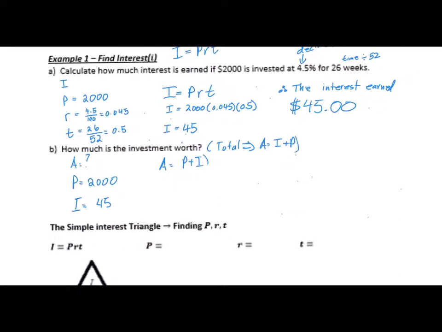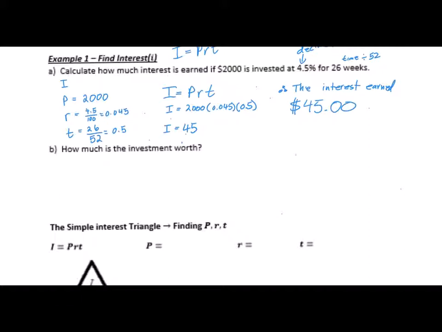And we end up with 2,000 plus 45, which is $2,045. And those are our answers for each part, and we have to do our final statement. In 26 weeks, the investment is worth $2,045, and we're done.